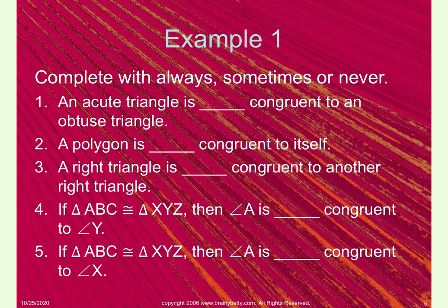All right, example 1. Complete with always, sometimes, or never. An acute triangle is blank congruent to an obtuse triangle. The rule on an acute triangle is they all have to be less than 90, and the rule on an obtuse triangle is one has to be bigger than 90, which means that this can never happen. 2, a polygon is blank congruent to itself. Well, any polygon is going to have all the same lengths of sides as itself and all the same angles as itself, which means this is always. 3, a right triangle is blank congruent to another right triangle. So it's possible for them to be the same, but they don't all have to be, which means this is a sometimes.